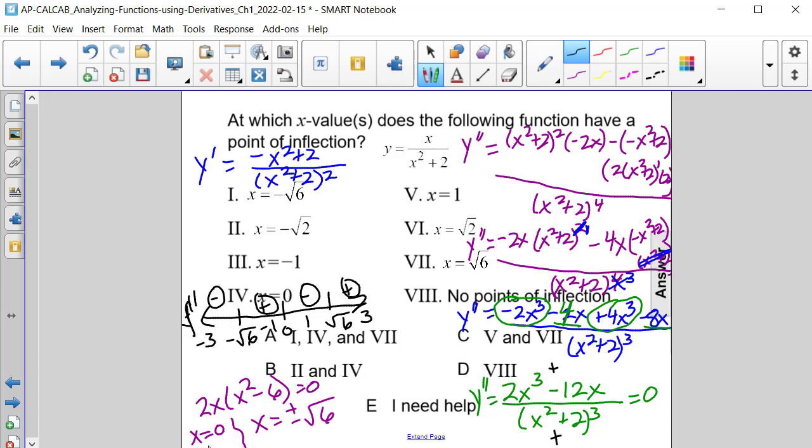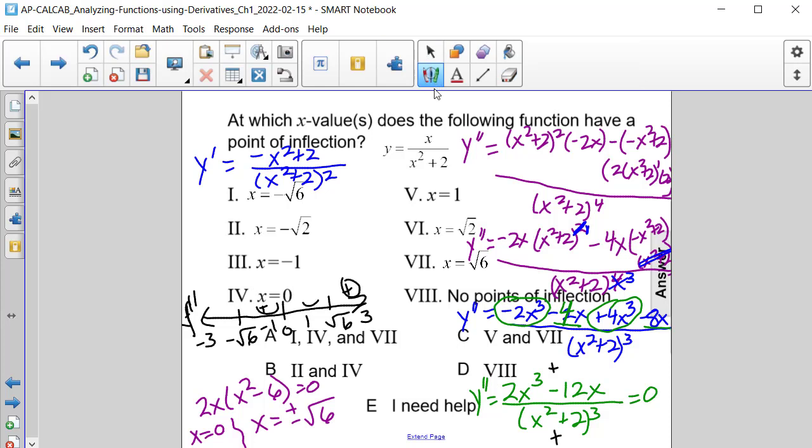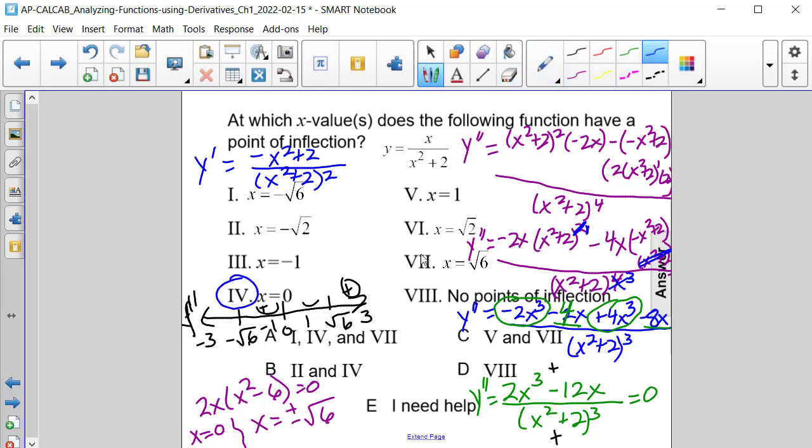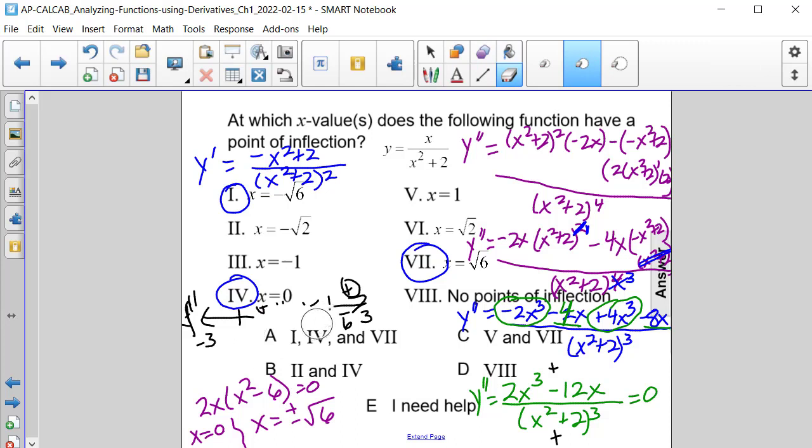Therefore, we have points of inflection when x equals 0 and x equals plus or minus the square root of 6. So we verified that with our sign chart. And therefore, we know that x equals 0 is a point of inflection, as well as x equals negative square root of 6 and positive square root of 6. So that's 1, 4, and 7. That's actually in answer choice A.